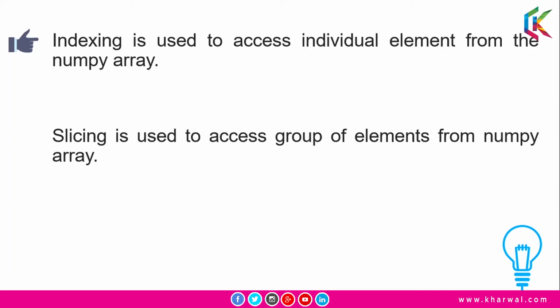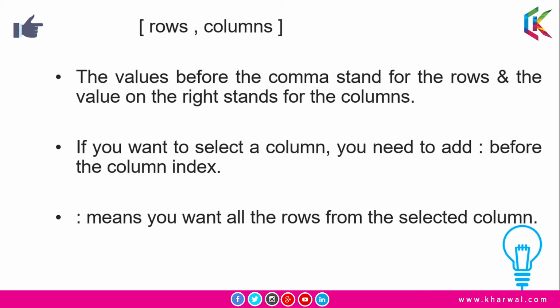So guys, let's go ahead and we'll discuss a few rules of indexing and slicing. We are going to use square brackets for indexing and slicing. The values before the comma stand for the rows and the value on the right stands for the column. And if you want to select a column, then you need to add a colon before the column index. Colon means you want all the rows from the selected column. So guys, let me open up the Jupyter notebook and I will show you the working of slicing and indexing.